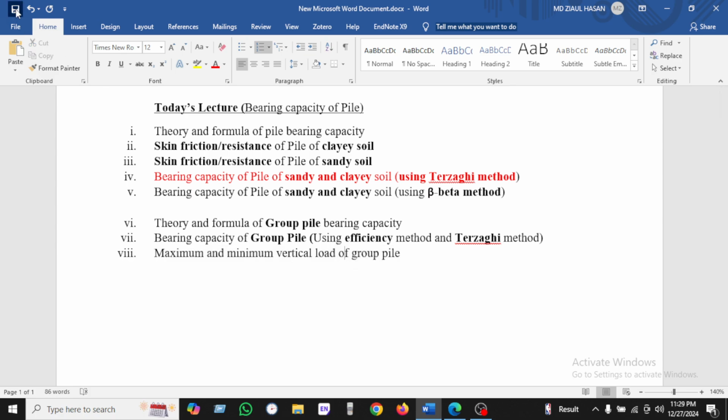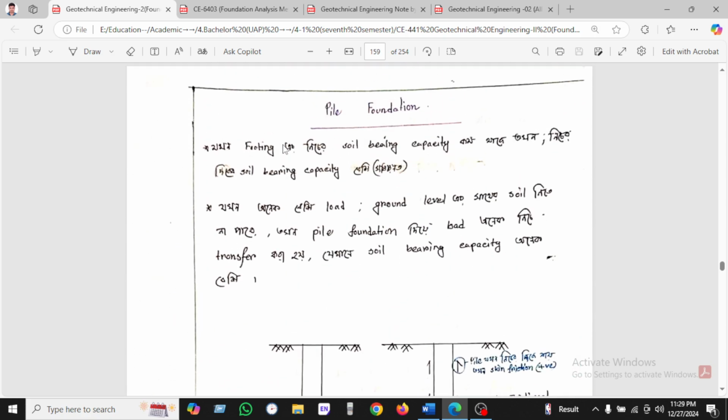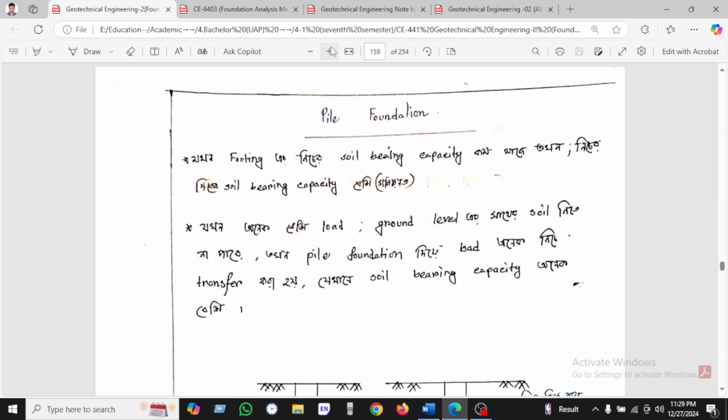So let's see. First of all, I'll cover the theory and the formula of pile bearing capacity. Okay, so we can see here the pile foundation. When the soil bearing capacity below the footing is very low, then we will use the pile foundation.